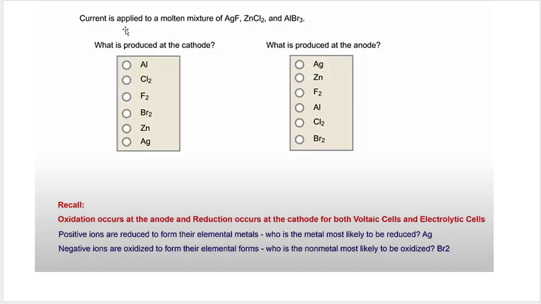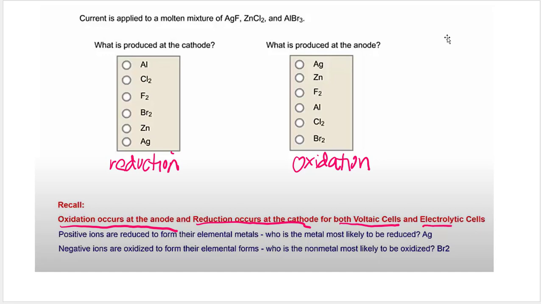Let's look at this problem. Current is applied to a molten mixture of silver fluoride, zinc chloride, and aluminum bromide. What is produced at the cathode? What is produced at the anode? Well, first, let's recall that oxidation occurs at the anode. So, anode oxidation. Reduction occurs at the cathode, right? Both start with a consonant. Cathode reduction. It doesn't matter if it's a voltaic cell or electrolytic cells. For both, reduction happens at the cathode, oxidation happens at the anode.